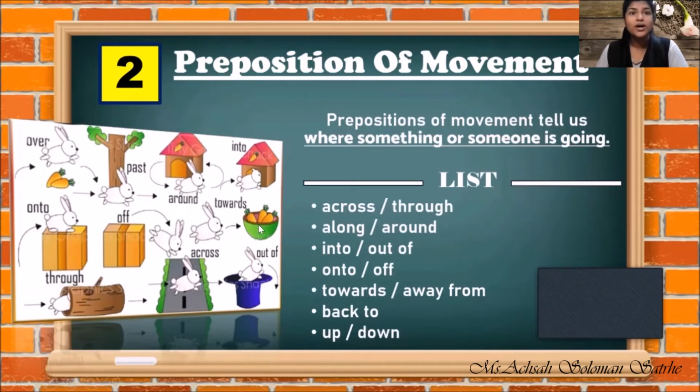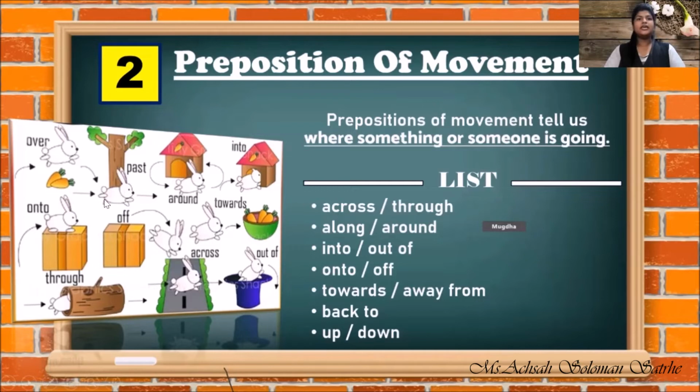All right. It's going toward the carrot. It's going through the bark of the tree. Then now it's jumping out of the hat. If you see, there is complete motion. Something is moving. The rabbit is doing something. All right, so which are the words in the list? Across, through, along. All right. Around, into, out of, onto, off, towards, away from, back to, up, down.